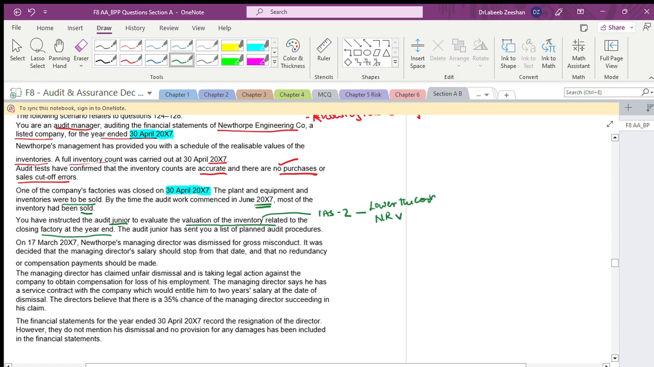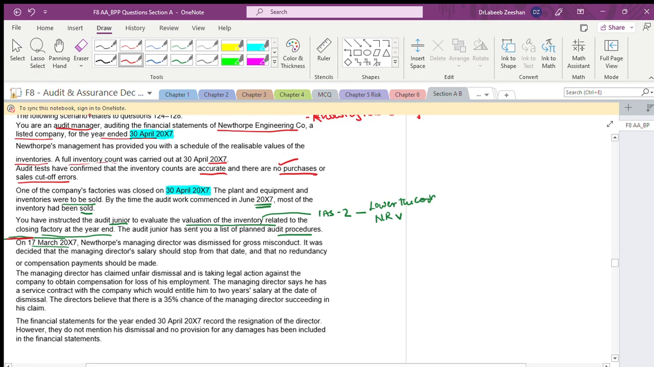The audit junior has sent you a list of planned procedures. Fine, that's good. Planned procedures on 17th March, before the end of the year. This is the first part, okay? This is the first part which is going to be there.